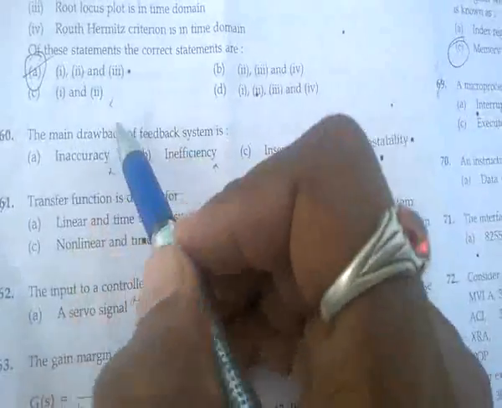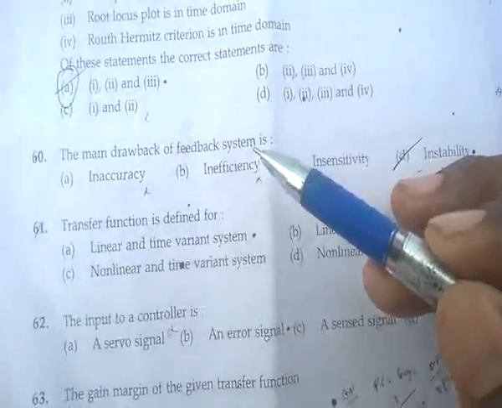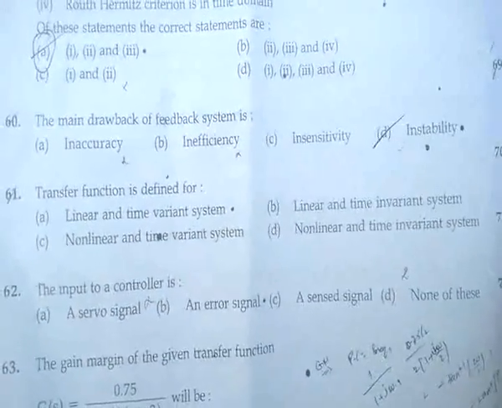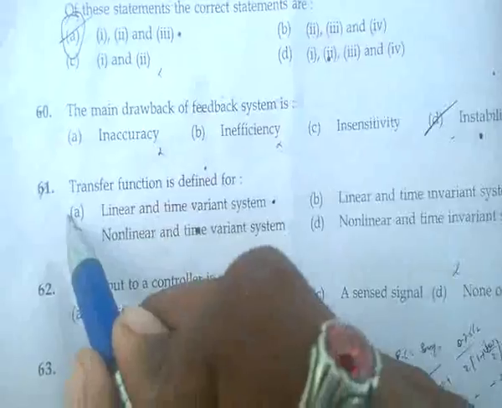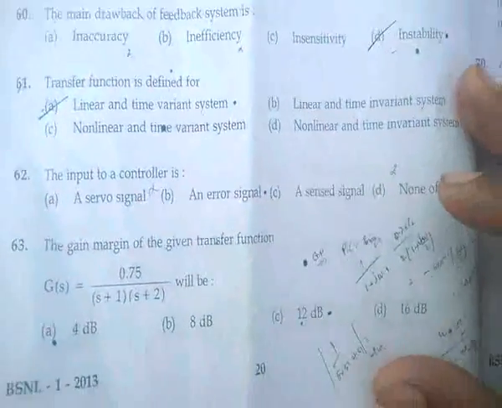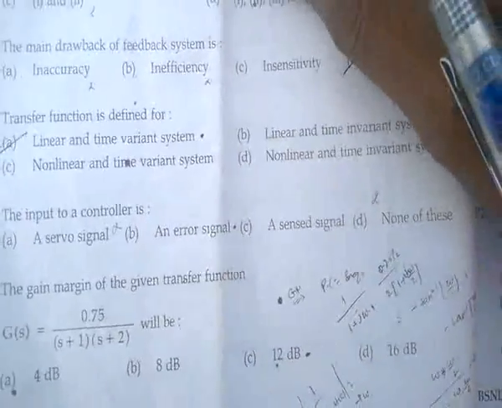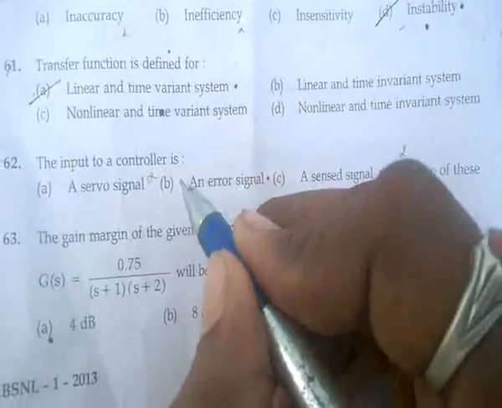If we properly connect feedback, it is the best system, but if we do not connect it properly, it goes to instability. Transfer function is defined for linear and time invariant systems. So the answer is A. The input to a controller is nothing but the error signal. When we send the error signal, then only it controls.